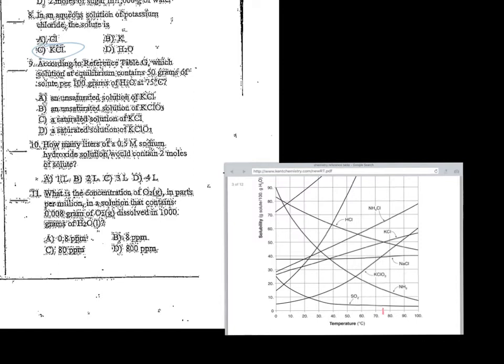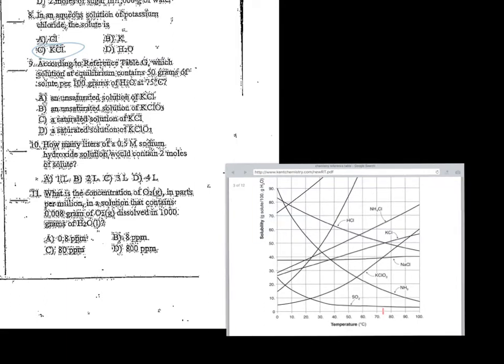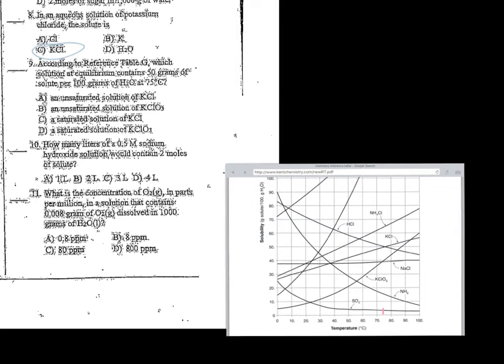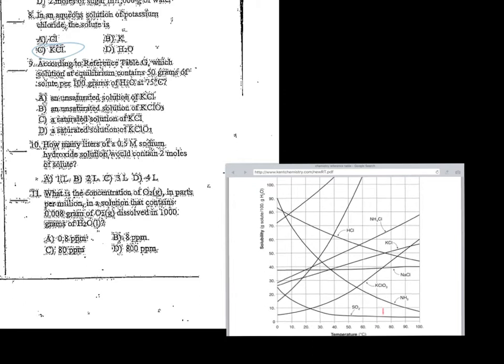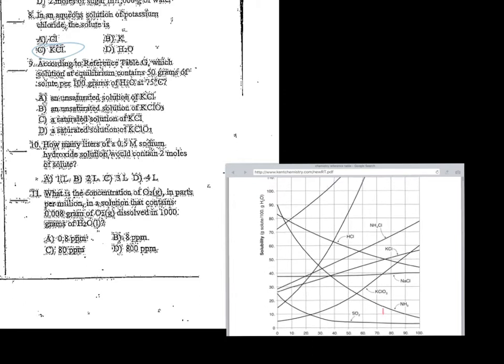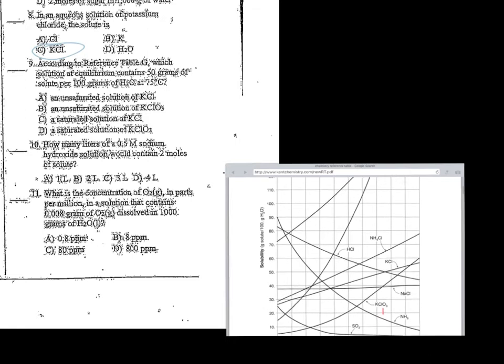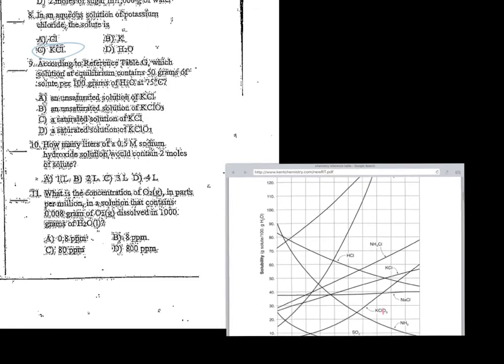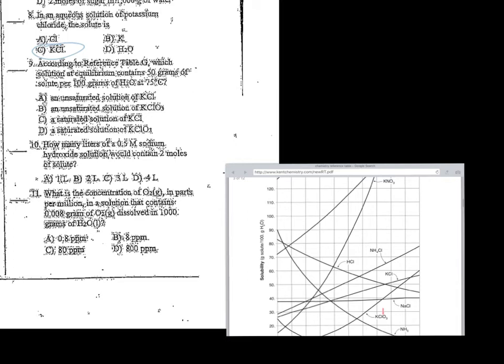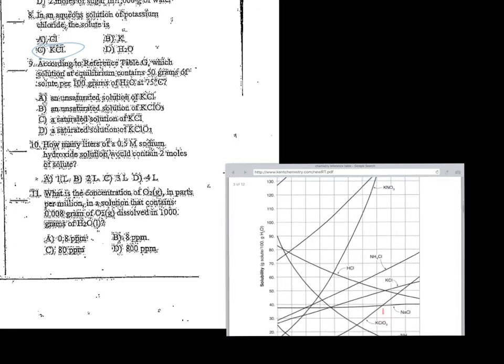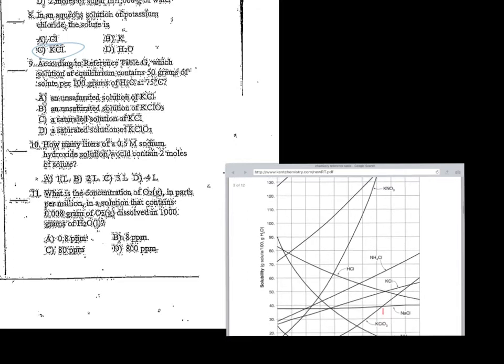So we're going to figure out which of these is at equilibrium with 50, not 50 degrees, 50 grams. So let's scroll up here. And looking at our answer choices, we're focusing on potassium chloride and potassium chlorate. So that means we're focusing on these two lines. Let's highlight.